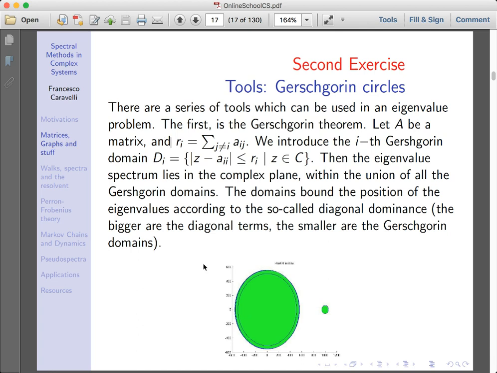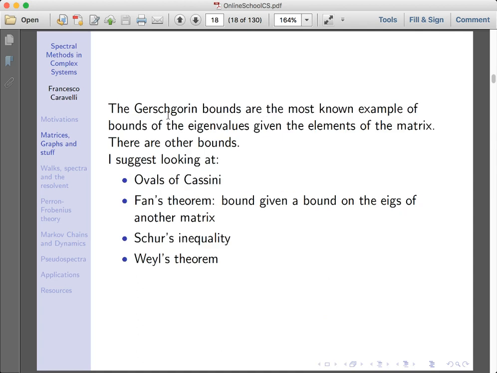But there are other options that you can use. For instance, in the book there are other bounds you can use. As an example, I mentioned here the Ovals of Cassini theorem, Schur and Weyl theorems, and inequalities that actually give bounds on the eigenvalues. We're going to see more bounds later, but I wanted to mention this. Go and look them up in the book.